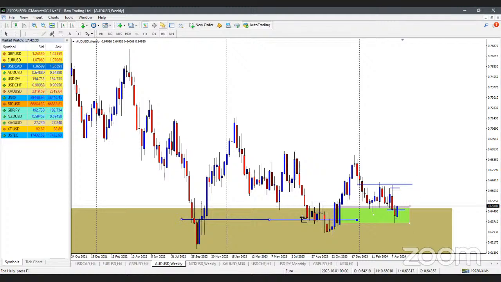Now, my early suspicion, as I always said back in the day, that the AUDUSD is going to drop is here. We have equal lows over here. So that means we have a liquidity pool that hasn't been touched since 2022.